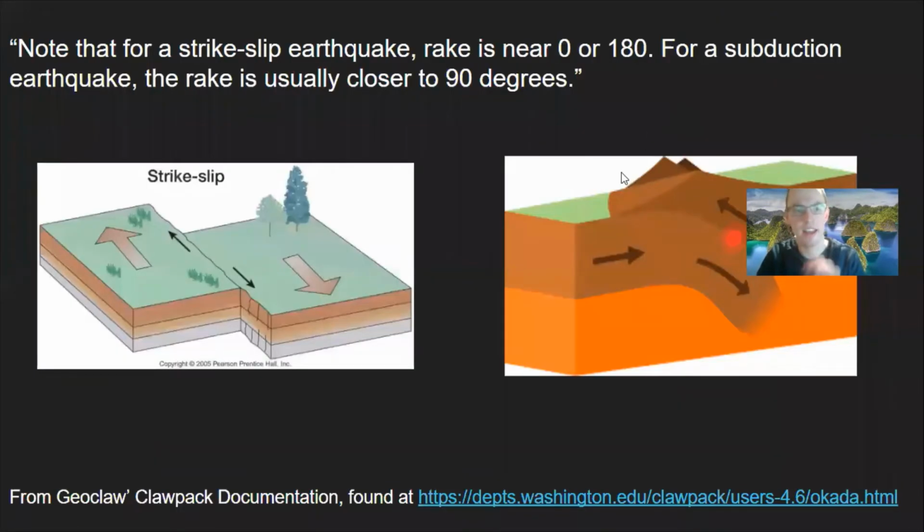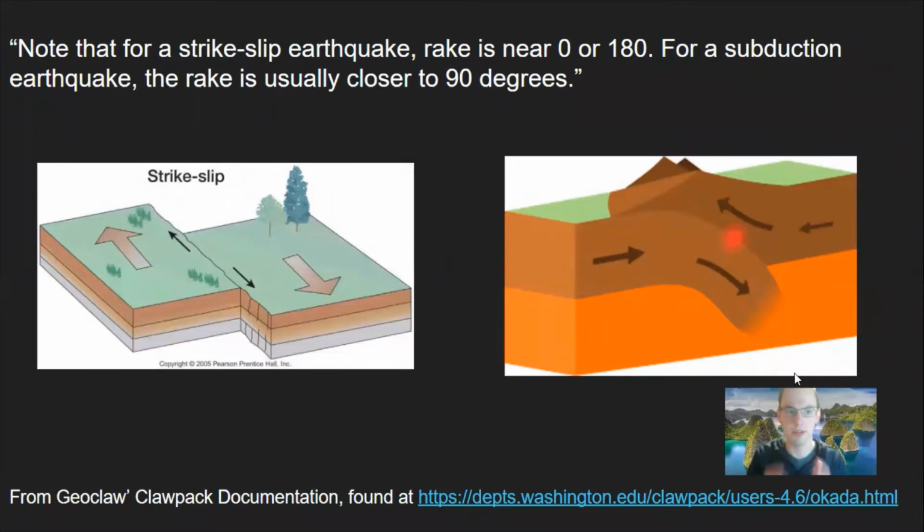If that's not clear yet, here is a really great breakdown of this in its simplest form. Just note for a strike slip earthquake, rake is near 0 or 180 degrees. For a subduction earthquake, the rake is usually closer to 90 degrees. This is the exact same effect that we've been talking about here. Again, when we're sliding past each other like this, and the plates aren't converging, that's either a 0 or 180 degree rake direction. When the plates are coming together like this, they're perpendicular. That's what we call a 90-degree rake. Hopefully that makes a little bit more sense.